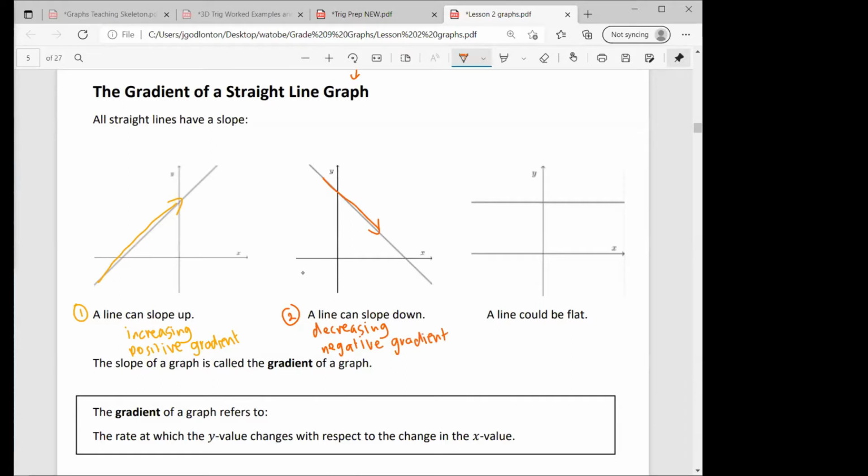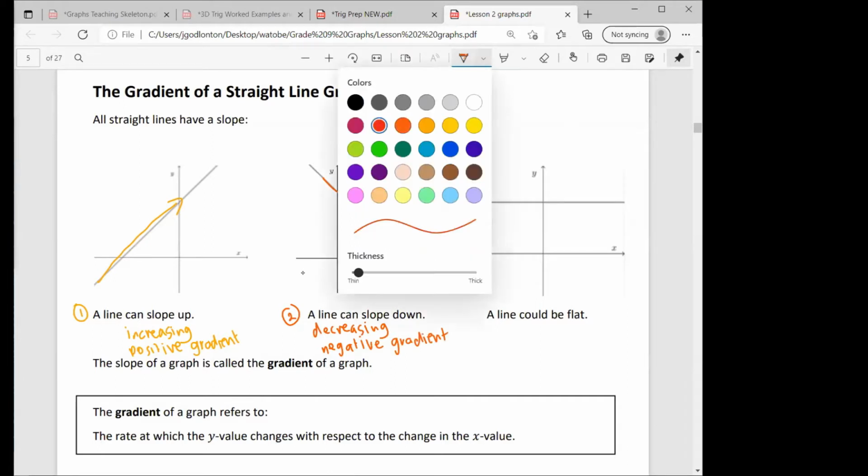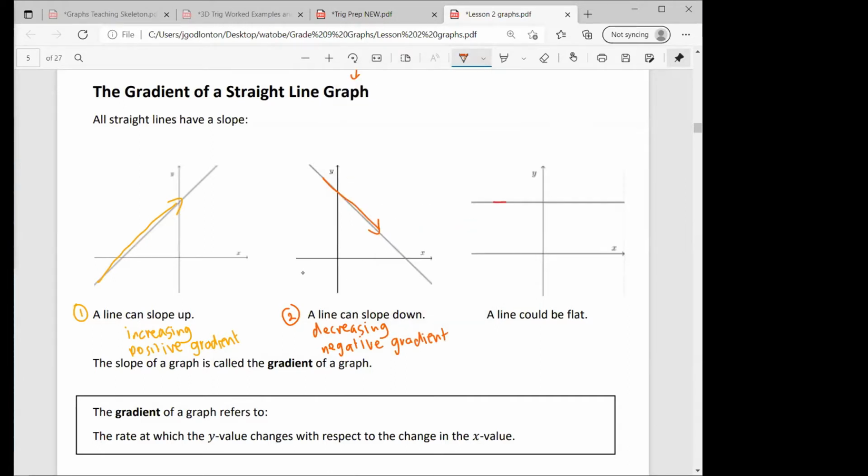And then in our last one that we have over here, we've just got a line that's flat. Now if we're thinking about a gradient, which is the slope of a graph, if we have no slope, like if you were just walking across a flat floor, there's no slope. It doesn't go up or it doesn't go down. And so this one has no gradient. And we're going to talk about those later.